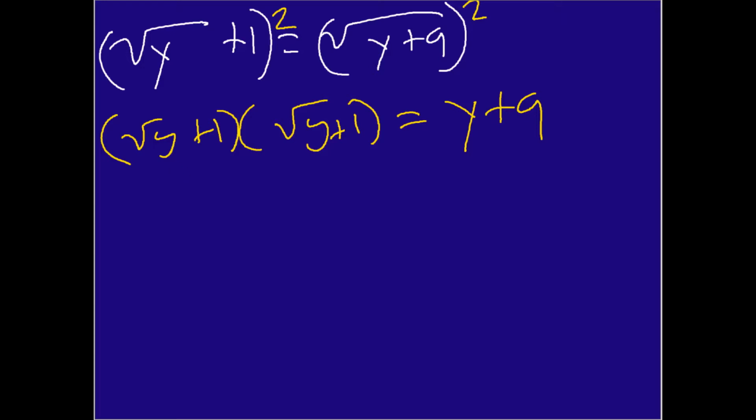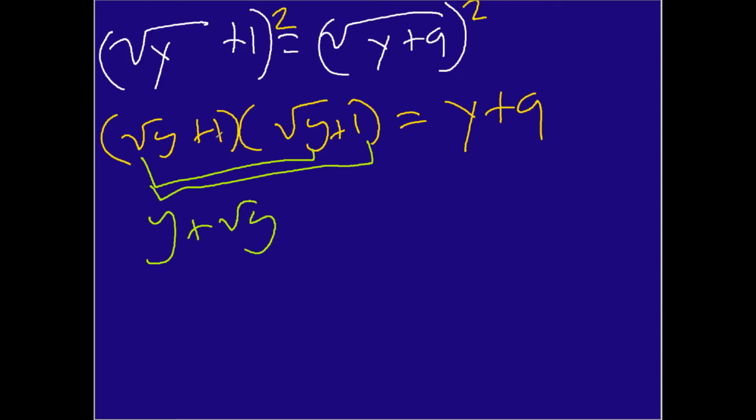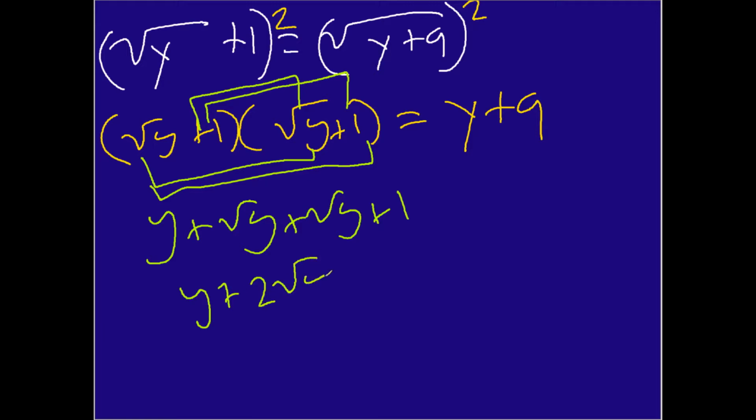It's very, very simple. I'm going to work this out longhand for people who are not as comfortable with this. So square root of y times square root of y becomes y. Then plus square root of y, and over here plus square root of y, and then of course plus 1. So I end up with y plus 2 square root of y plus 1 equals y plus 9. So all I did was use the distributive property for that.